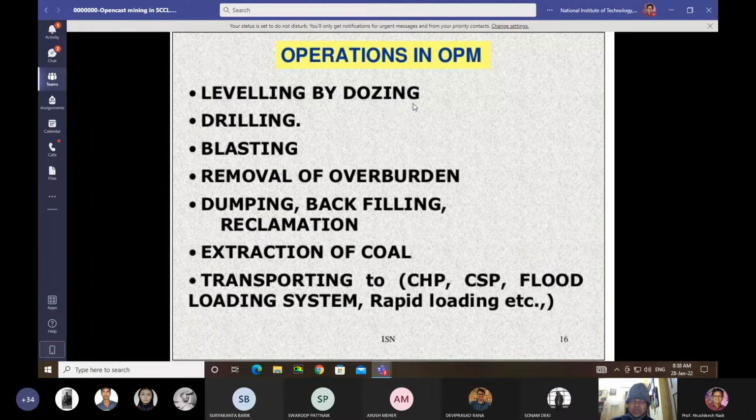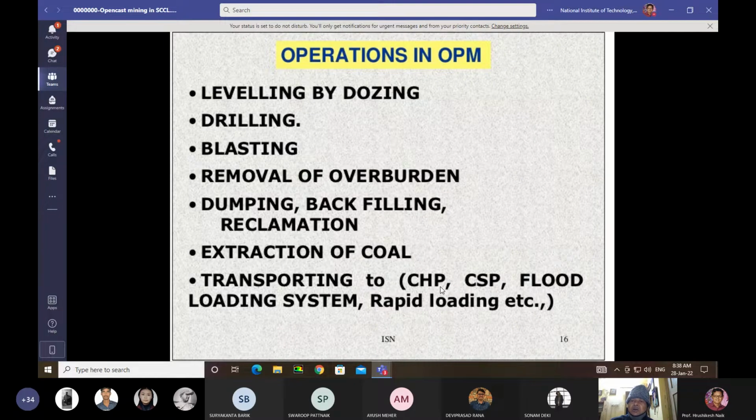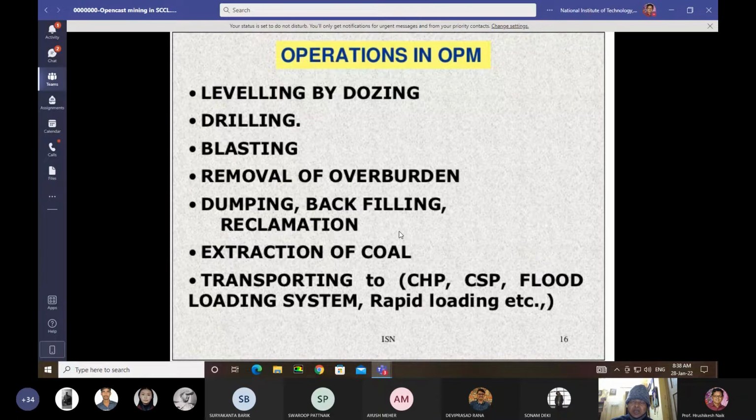Dozers are used for leveling the surface. Drill machines are used for drilling. Explosives are used for blasting the rock. After that, you remove the overburden, then dump the overburden in the backfilled area for reclamation purposes. Then extraction of the coal is carried out, and the coal is transported to the coal handling plant, CHP, to the coal separation plant, and the flood loading system or rapid loading system. So these are the different operations carried out in an open cast mining project.